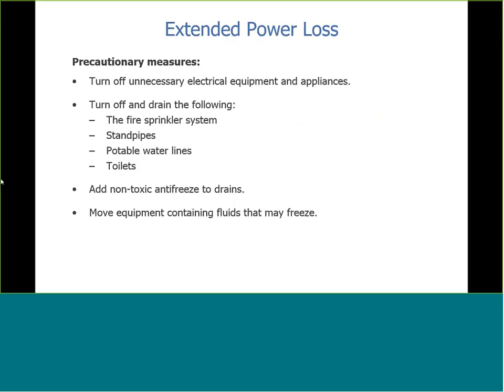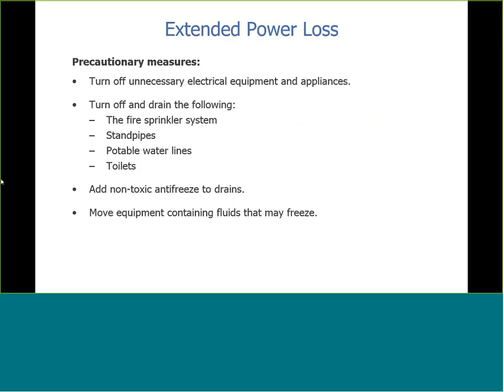In the event of an extended power loss to our property, certain precautionary measures must be taken by authorized personnel, depending on the location and the environment of the property. Determine which measures apply to your property and include them in the emergency action plan. Make sure you're turning off any unnecessary electrical equipment and appliances, because power restoration could cause a surge that damages electronics and other sensitive equipment.